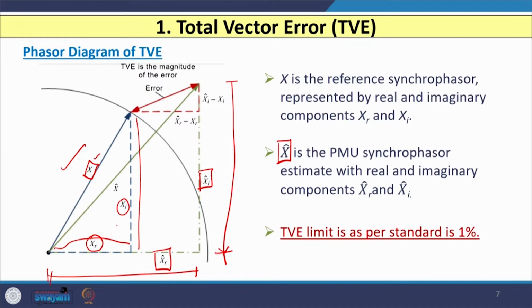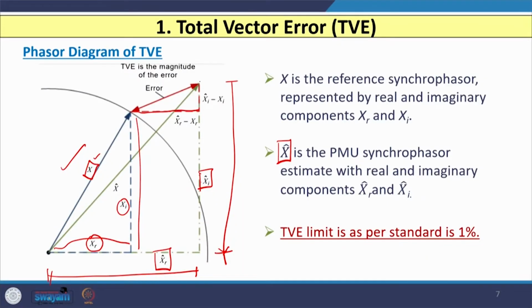So, xi hat and xi, then you will get the error part in the imaginary term, and finally you will get this error in real part. You will get the error in imaginary part, that is this value. That is xr hat minus xr, the real part error, and the other is the error in imaginary part, that is xi hat minus xi. If you combine this, you will have the error which is known as total vector error, and the limit of this total vector error as per the standards is 1%.